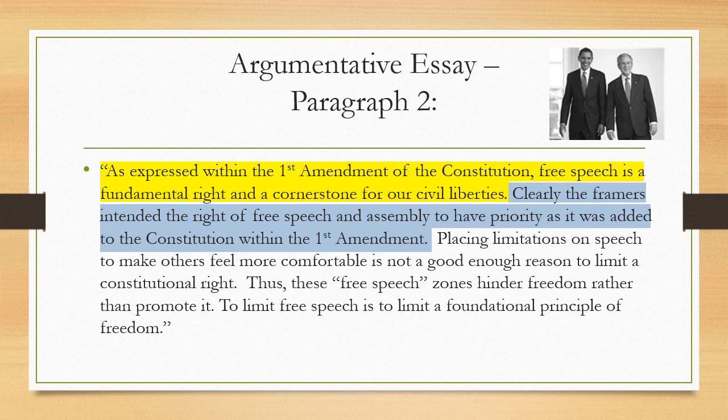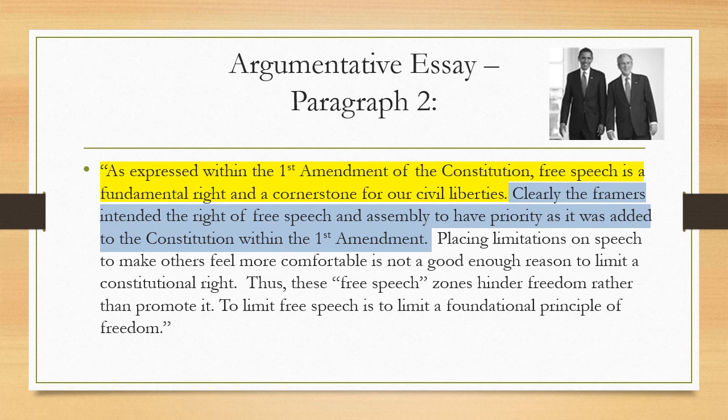Clearly, the framers intended the right of free speech and assembly to have priority as it was added to the Constitution within the First Amendment. So the argument we're saying here is that free speech is critical because it was in the First Amendment. It was added first, so it's clearly a priority. So we've explained our document, we've related it to our thesis, but we have not scored the point yet.